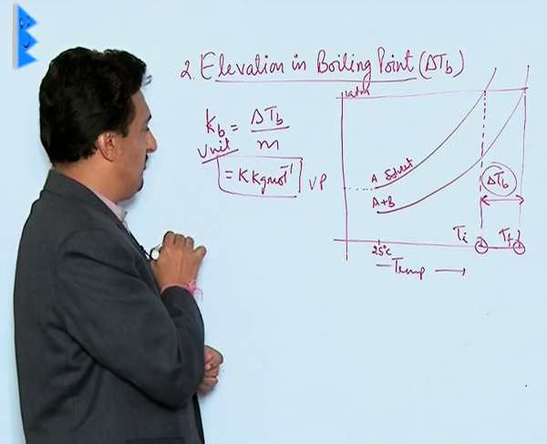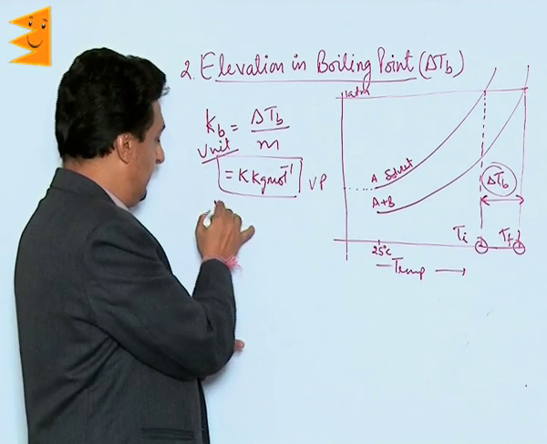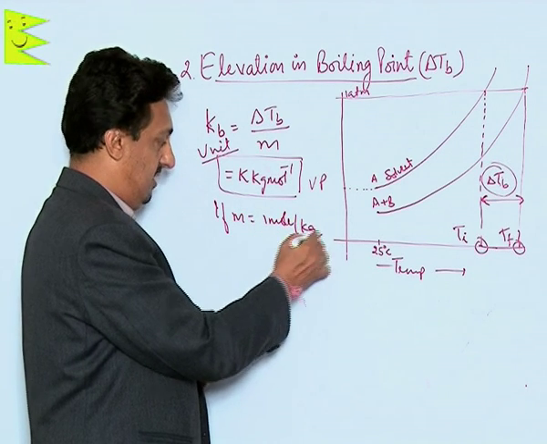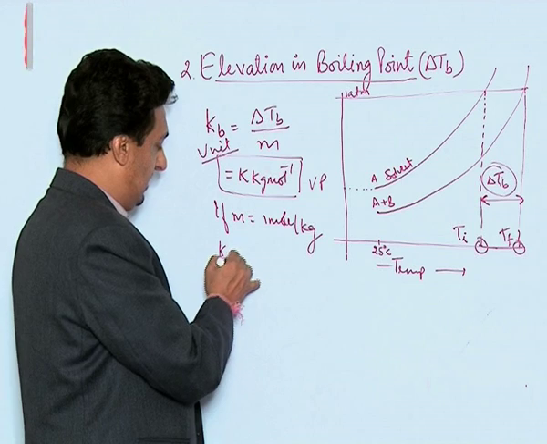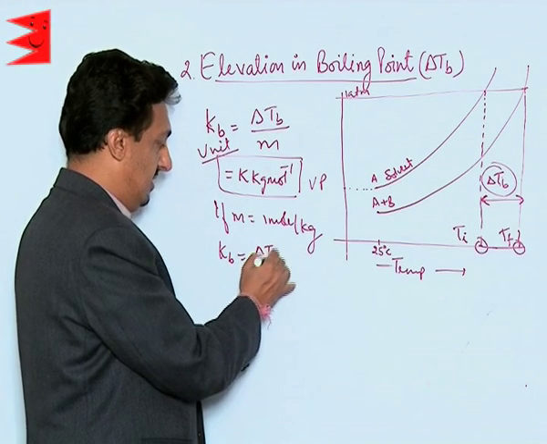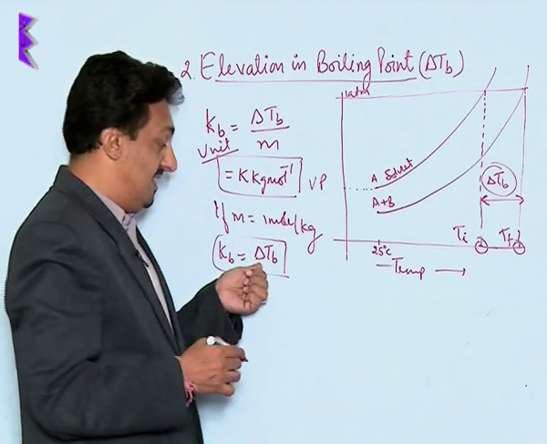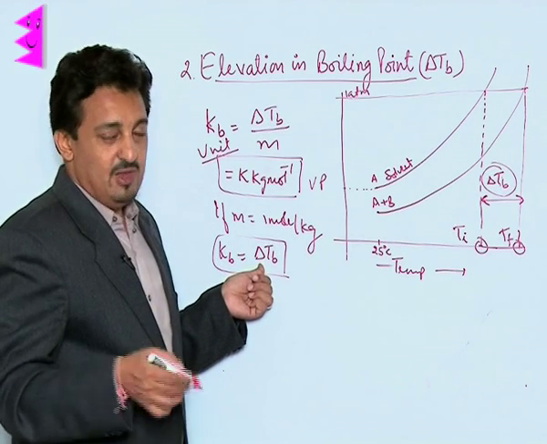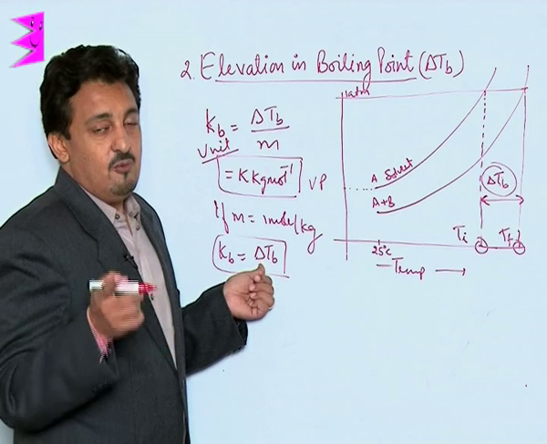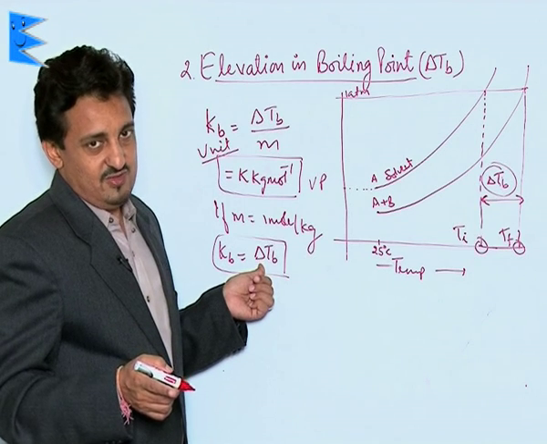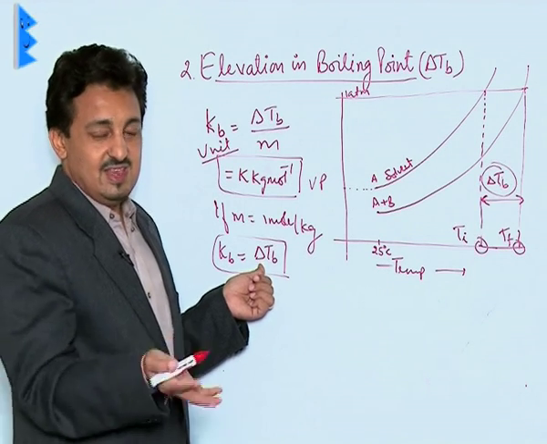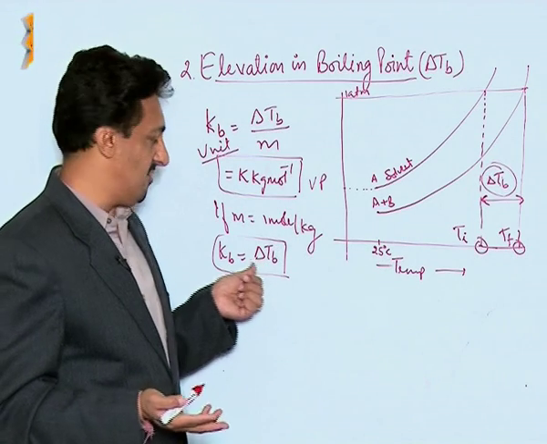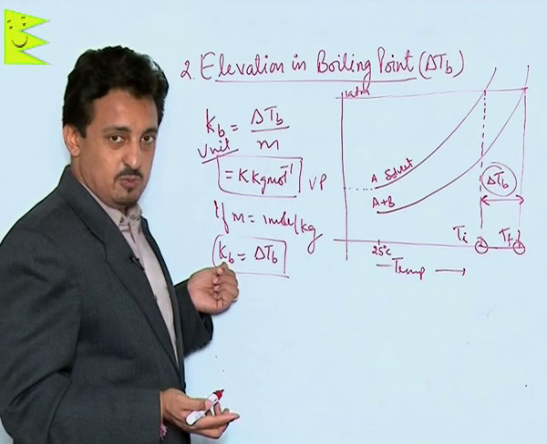Now, in order to define Kb, if we take molality as 1 mole per kg, we come to know that Kb is equal to delta Tb. So we can define Kb as the elevation in the boiling point of the solvent when 1 mole of the solute is added to 1 kg of the solvent. Or the increase in the boiling point when 1 mole of a solute is added to 1 kg of the solvent is called the solvent's ebullioscopic constant.